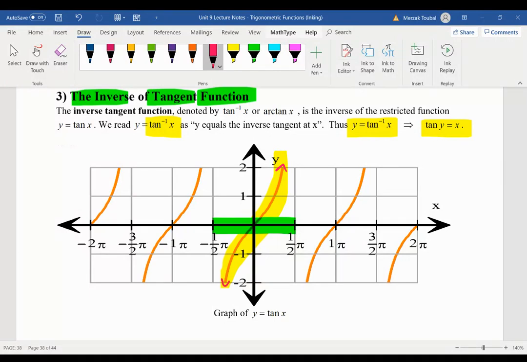So the restriction will be going from negative pi over 2 to pi over 2, but we have to be careful. At negative pi over 2, there is a vertical asymptote. At pi over 2, there is a vertical asymptote. Therefore, when we write the restricted domain, we should not include negative pi over 2 and pi over 2 because these two values are not in the domain of tangent.